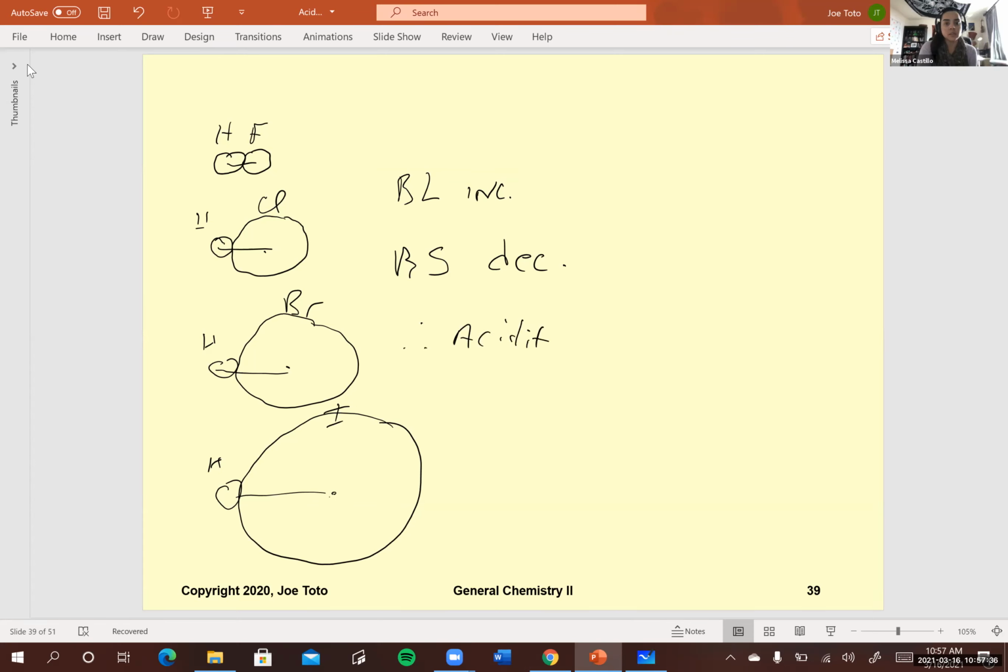The weaker the bond strength, the more acidic it is. There you go. So you have it. There's your ranking. And that's why.